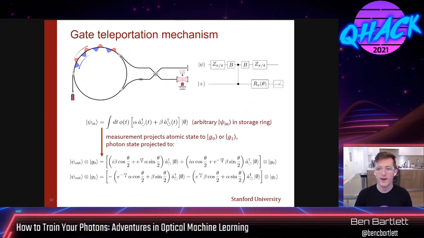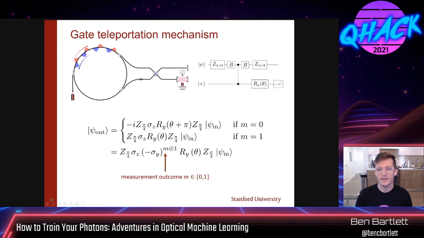So if we look at this mathematically, we start out with some arbitrary state psi n, which looks just like this, which is all this is saying is just in some arbitrary superposition of going clockwise and counterclockwise in the ring. And then once you've done all of the operations that we just listed, going through the beam splitter in the cavity and then back through and into the storage ring, and once you measure the state, depending on the result of the measurement, whether the atom ends up in the G0 or G1 state, it projects the state of the photon to one of these two expressions.